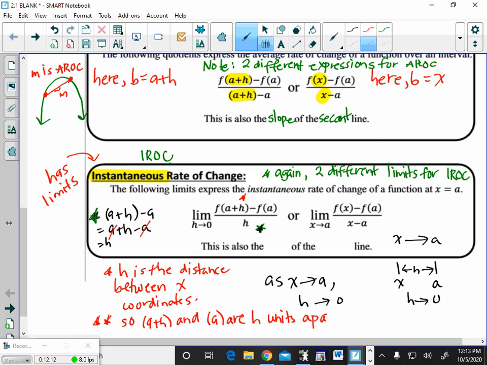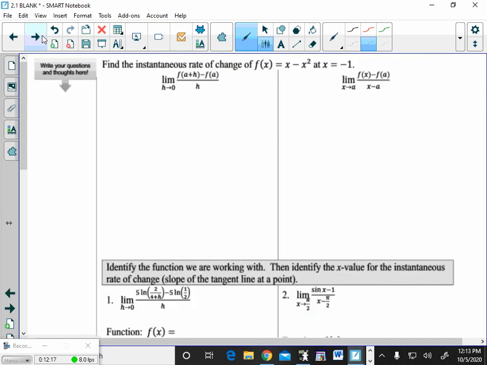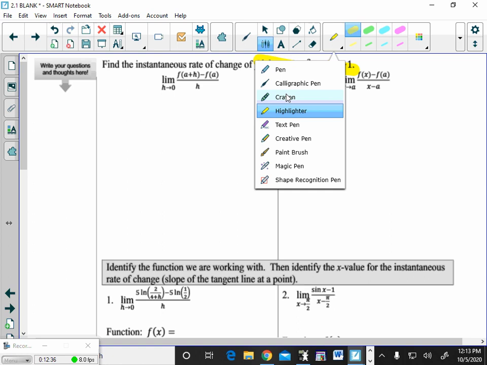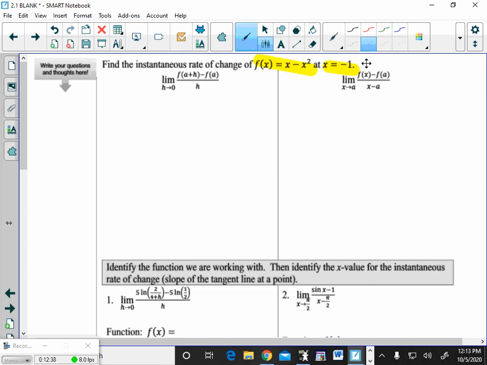So let's see how we can use these. In this first problem, they would like us to find the instantaneous rate of change of this function. So we need to make sure that we have this function noted, and also x is equal to -1. So here we want to make sure when they give us that value, a is really equal to -1. That is our value. So a is what it's at.